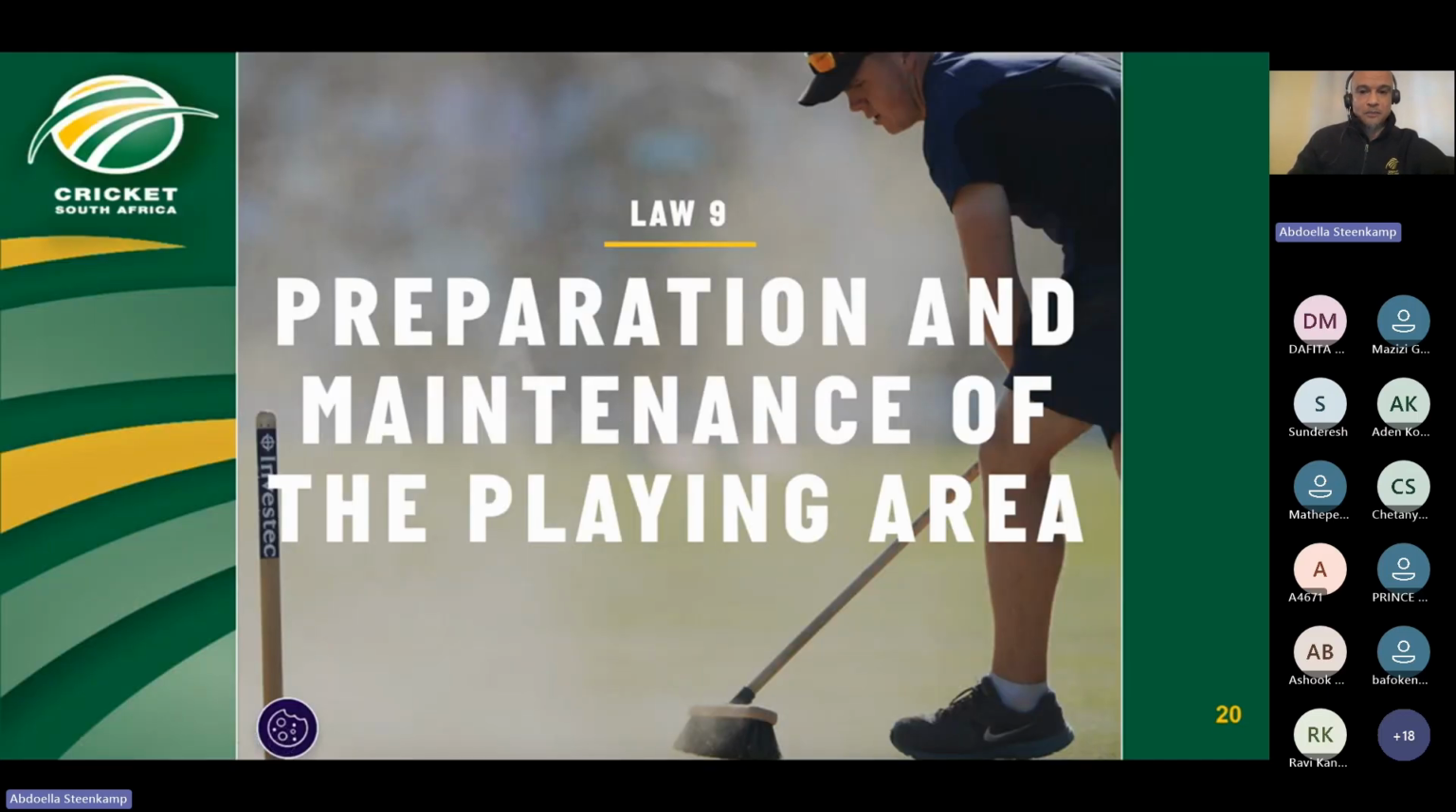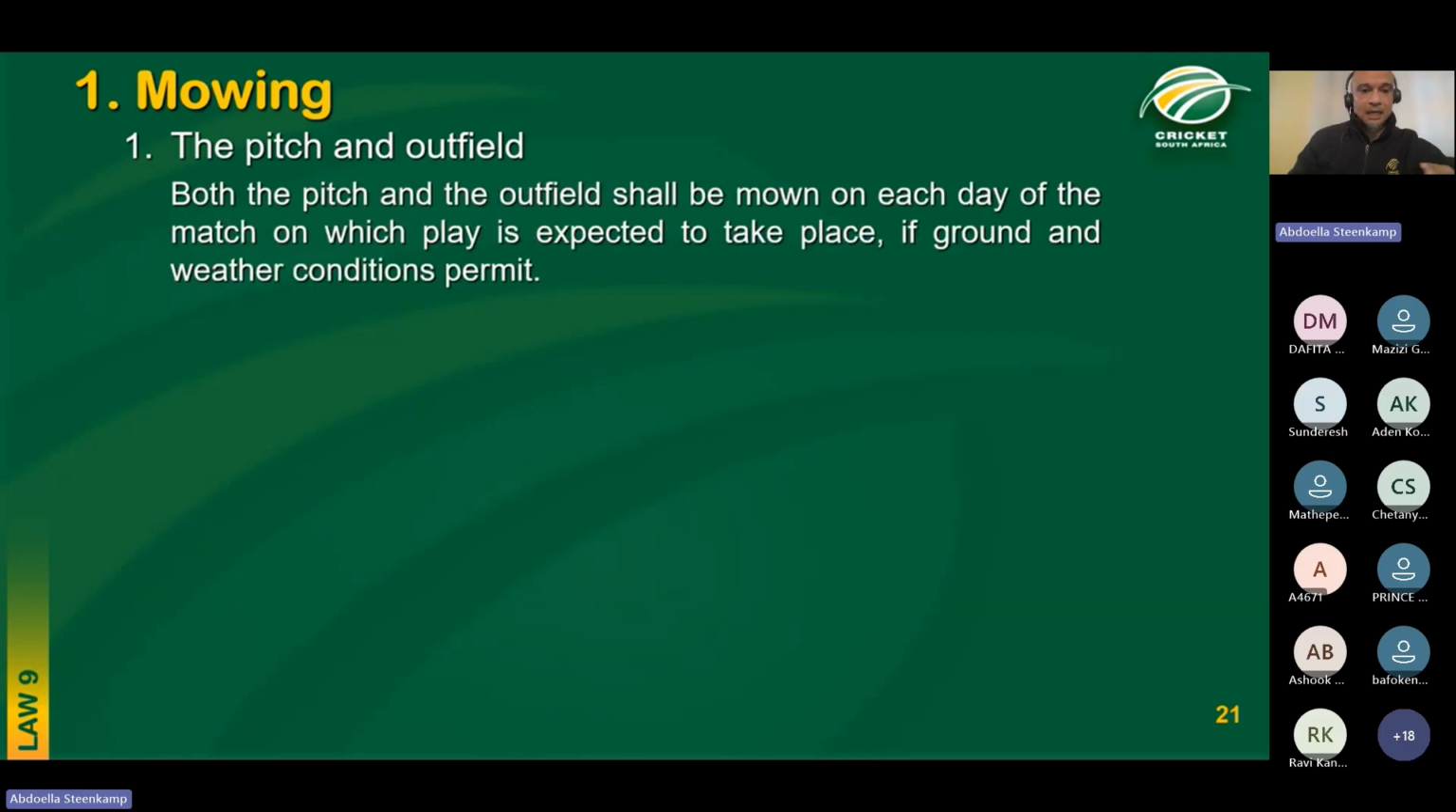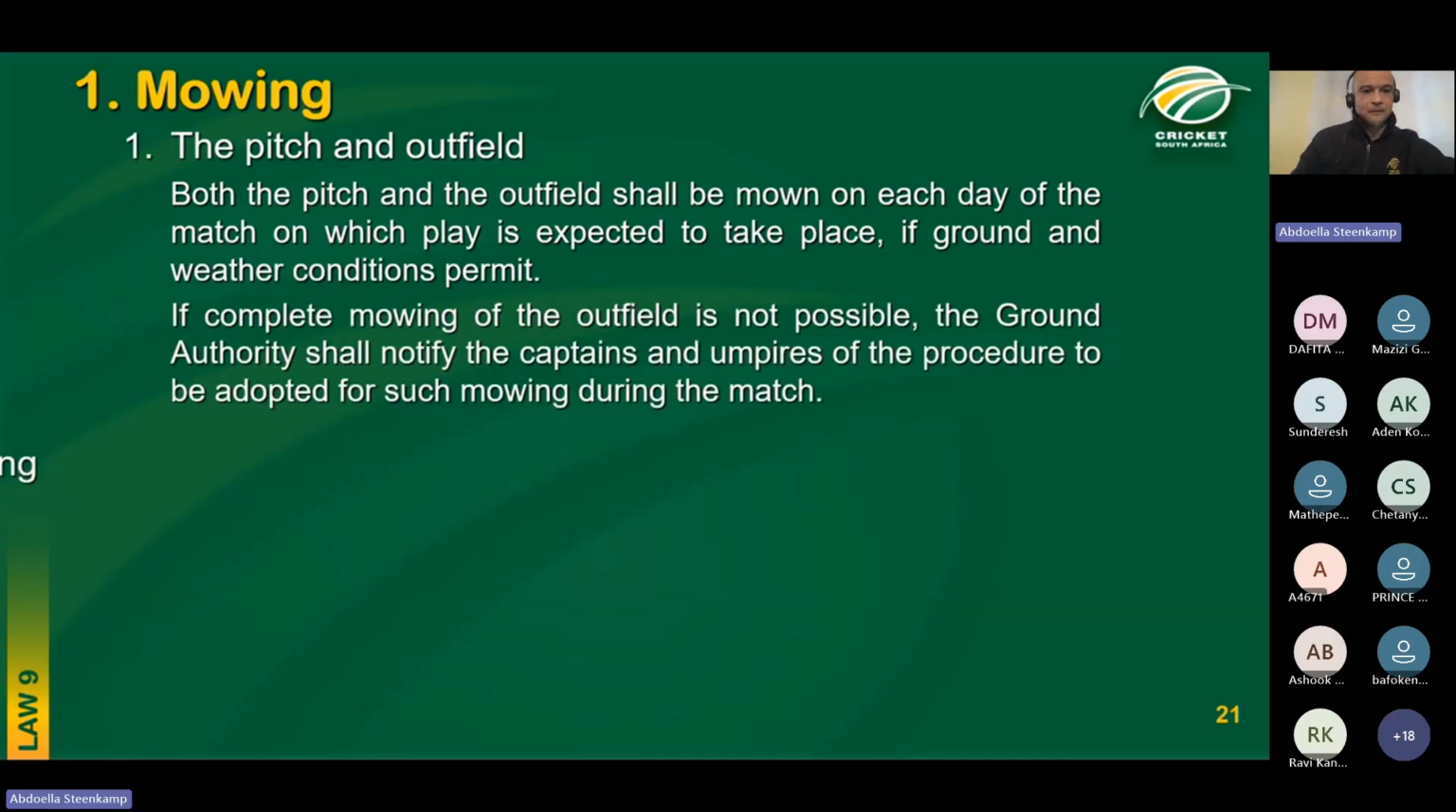When it comes to the preparation and the maintenance of the playing area after the game has started, the law wants the pitch and the outfield to be mowed on each subsequent day that play is expected to take place. So after the game has started, on day 2, the pitch and outfield need to be mowed. Similarly, day 3, day 4, day 5, if your game is a 5-day test match.